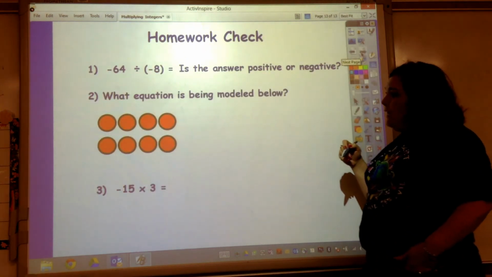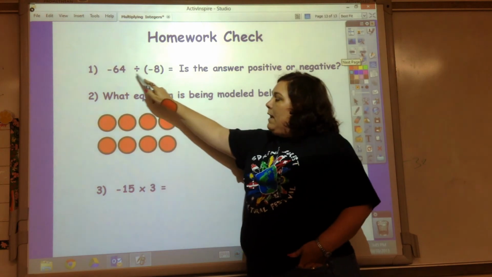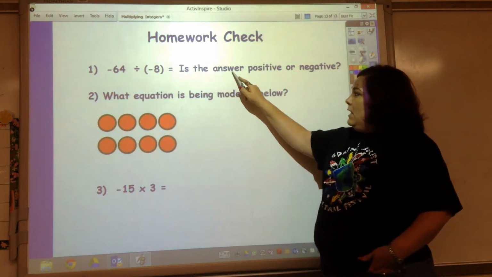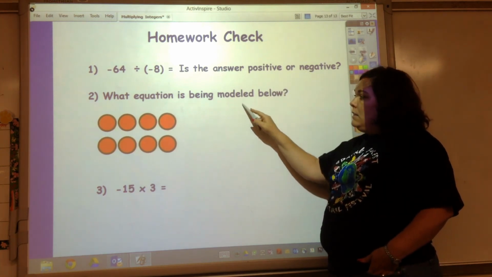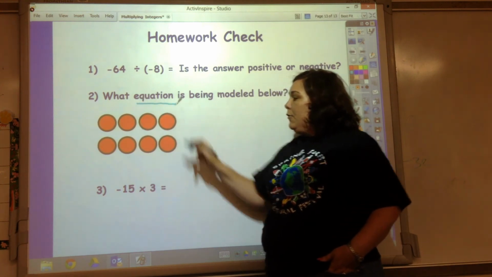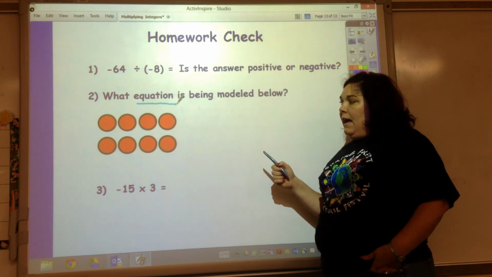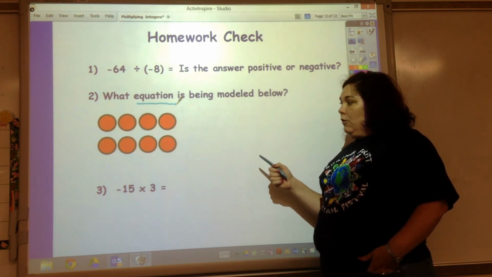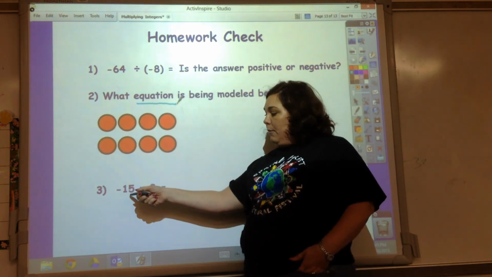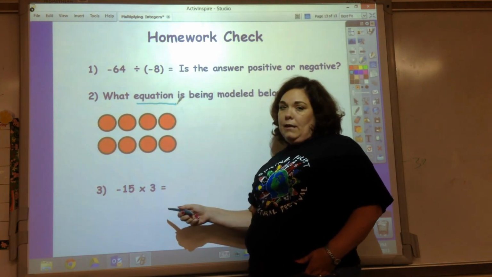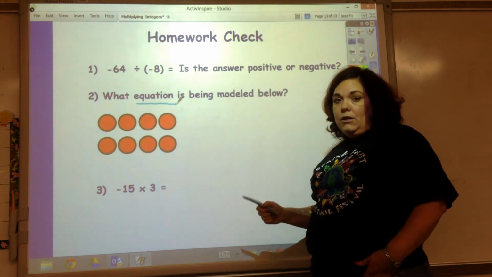So here's your homework check. On this first one, you don't have to answer it. You just have to say, is the answer positive or negative? And then this one, which equation is being modeled? So you want to make sure to include the answer in your equation. So what's going on here? And then solve this problem. Negative 15 times 3. So make sure if it's negative to include your negative sign, or if positive, just leave it the way it is. So this is your homework check.